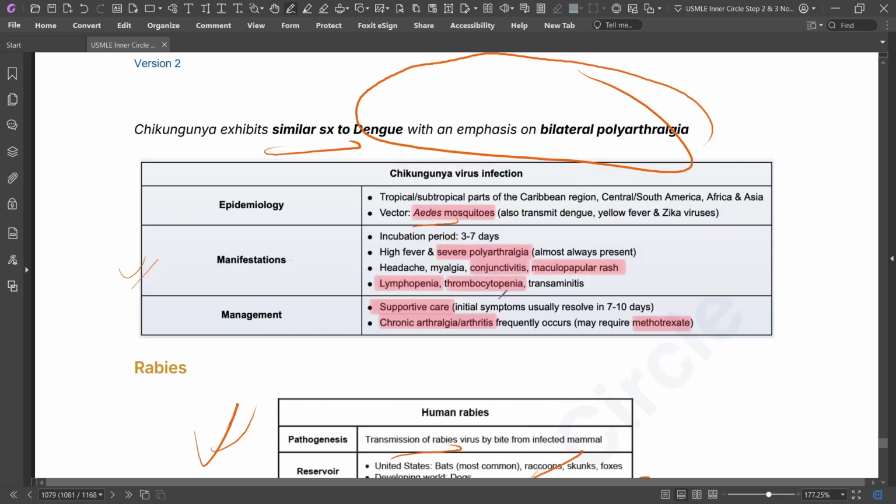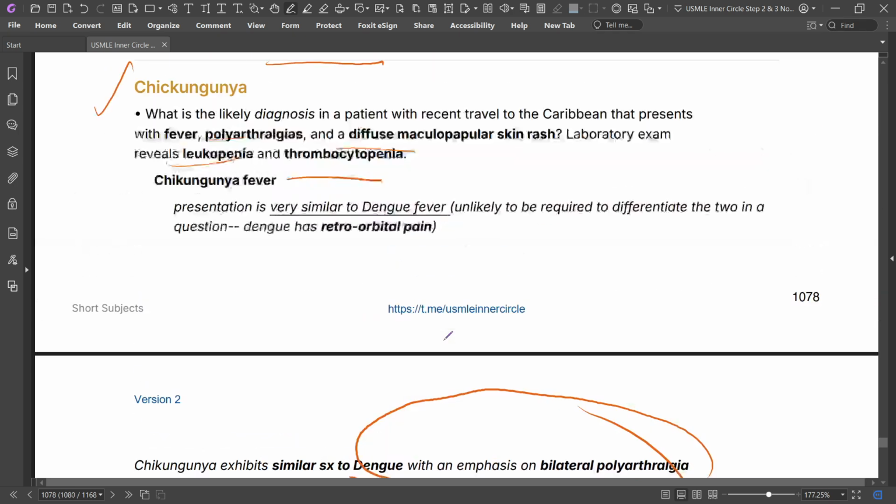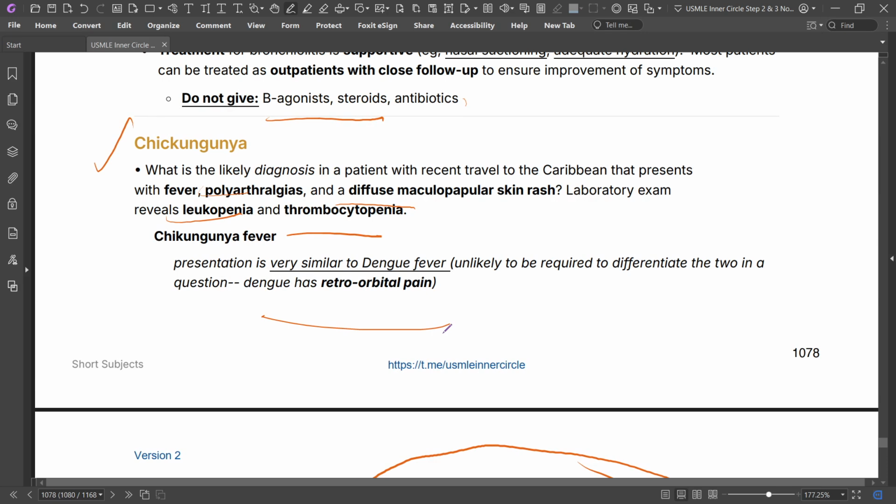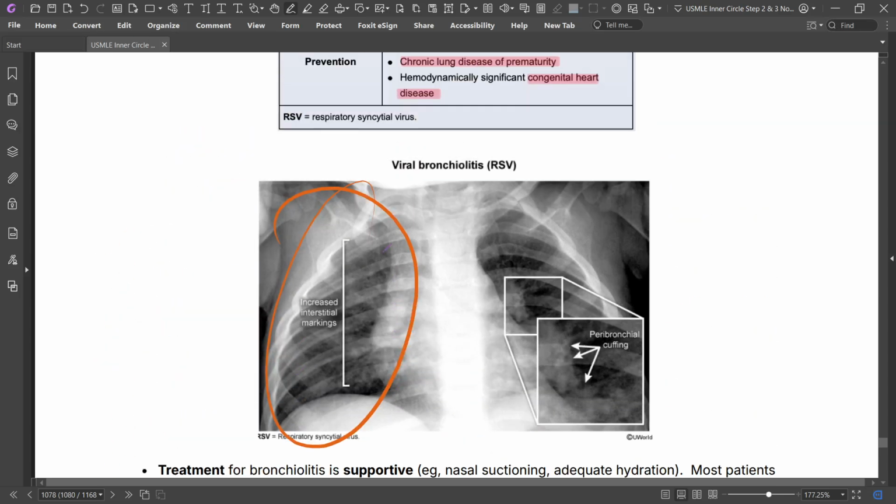Chikungunya is caused by the Aedes aegypti mosquito; this mosquito can also cause Zika, yellow fever, and dengue. It comes with severe polyarthralgia, conjunctivitis, maculopapular rash, leukopenia, thrombocytopenia. Supportive care, and if the joint pain is much worse, you may require methotrexate. So a patient comes from a Caribbean trip with fever, polyarthralgia, diffuse macular rash, leukopenia, thrombocytopenia: think about chikungunya virus.